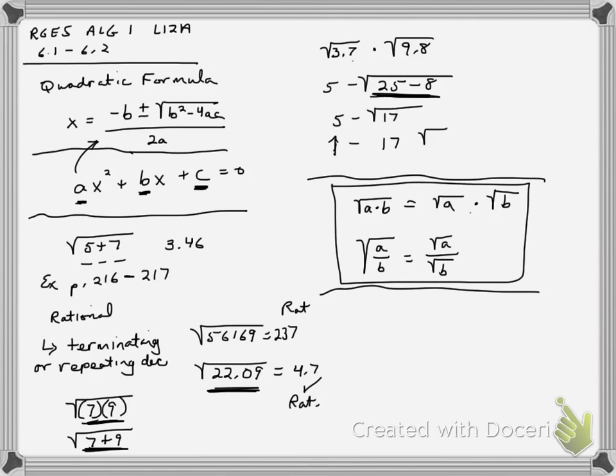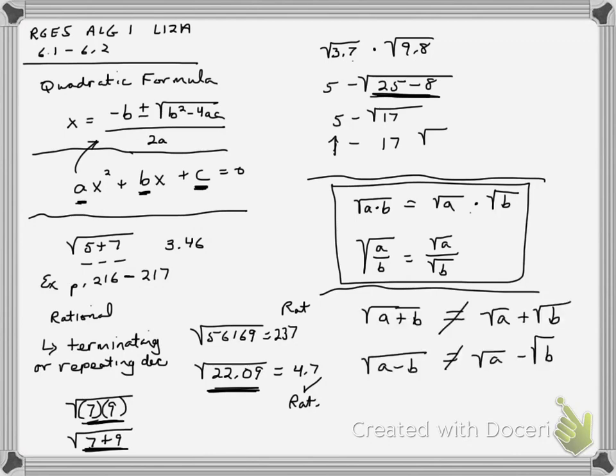Now, on the contrary, however, these two are not true. The square root of a plus b does not equal the square root of a plus the square root of b. He takes you through an exercise to prove that to yourself. And the square root of a minus b does not equal the square root of a minus the square root of b. So it works for multiplication and division, but does not work for addition and subtraction. Important ideas. Another important idea on the next page.